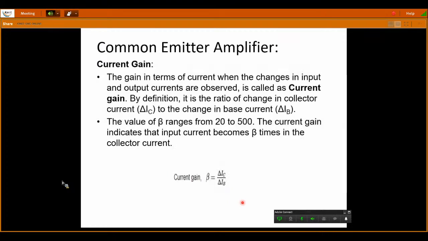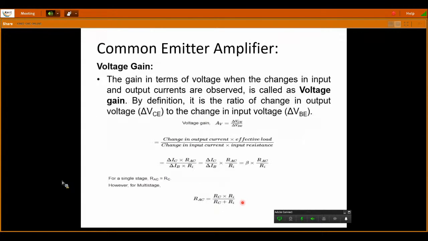Next, the current gain of the common emitter amplifier. As in the common emitter configuration, by definition it is denoted with beta, and it is equal to the change in IC with respect to the change in IB. So in a common emitter amplifier, the input current is your base current. Hence it is the change in IC, the output current, with respect to the input current. So this is how to calculate your beta.